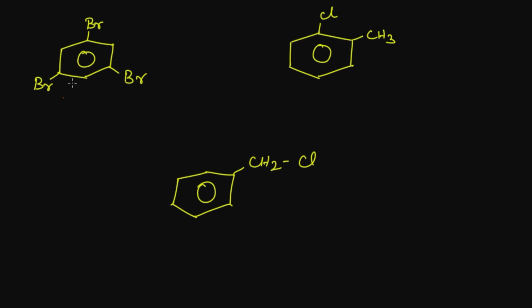Come on, let's write the name for these structures. The name of this compound is, this is first position, second, third, fourth, fifth and sixth. So 1,3,5-tribromo. 3 bromines are there. So tribromobenzene is the name of this compound. Okay, and this one, this is first carbon and this is second carbon. So 1-chloro-2-methylbenzene.